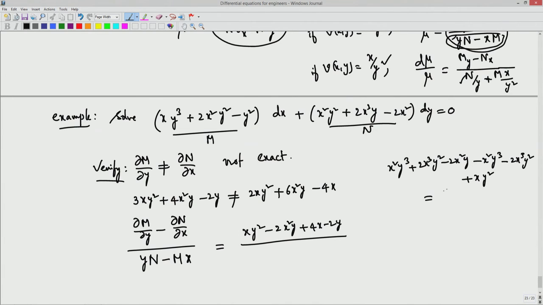So what exactly is this? x²y³ goes, 2x³y², 2x³y² goes. So what you are left with is minus 2x²y. So xy is common, x²y, x plus y. So this is what you have. So what I have is minus 2xy into x plus y.